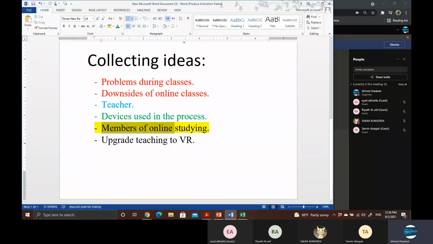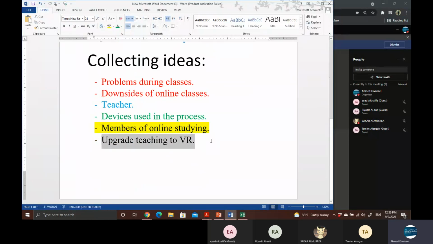And we have many members of the studying. We have mentioned some of them, like the teacher, student, administration, ministry, parents, the environment itself around all of them. All of that contributes to the process of online studying.